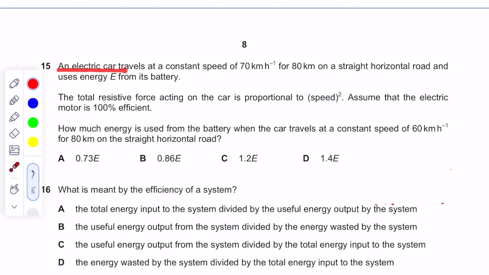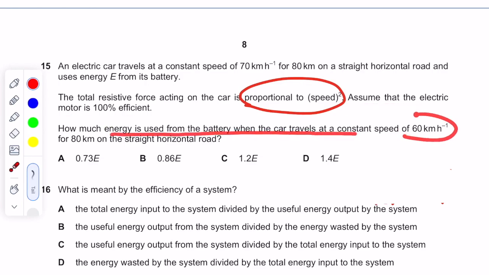An electrical car travels at a constant speed of 70 kilometers per hour for 80 kilometers on a horizontal road, and energy E is used. The total resistive force acting on the car is proportional to v squared, speed squared. Assume that the electric motor is 100% efficient. How much energy is used from the battery when the car travels at a constant speed of 60 kilometers per hour for the same distance?